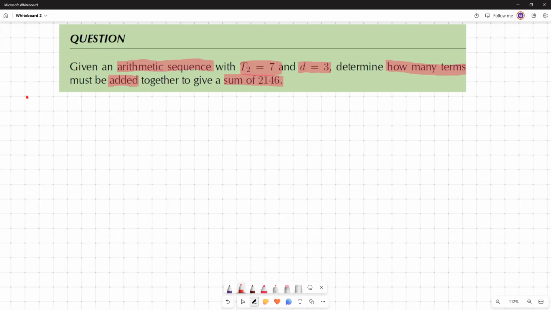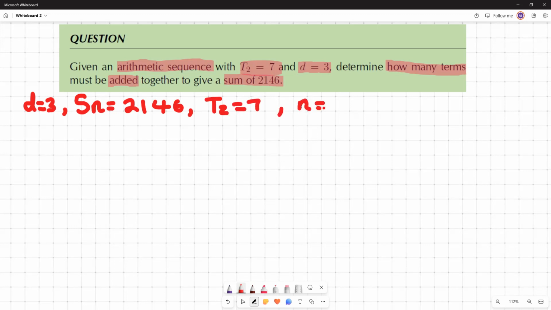So I'm given that the difference is 3. I'm also given that Sn is 2146. I'm given term number 2 to be 7. I'm also asked to find how many terms must be added, so I'm asked to solve for n.